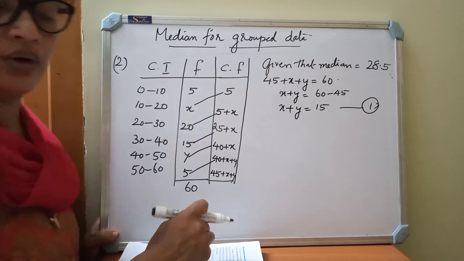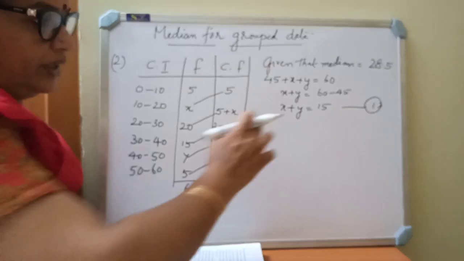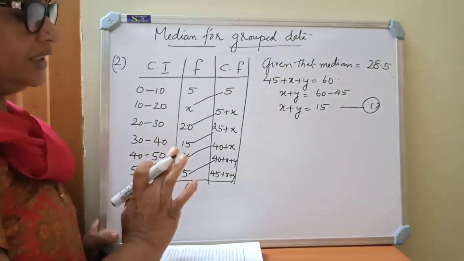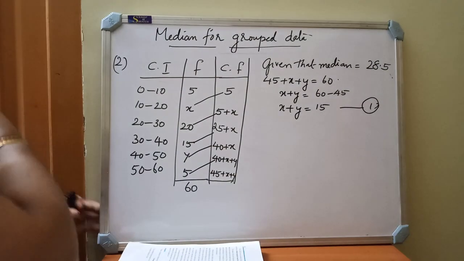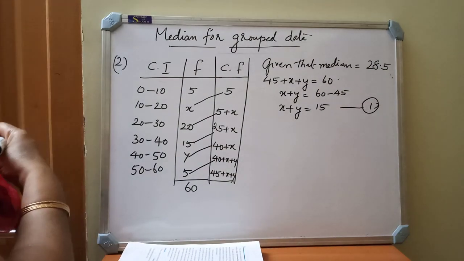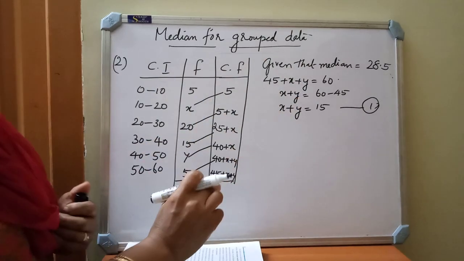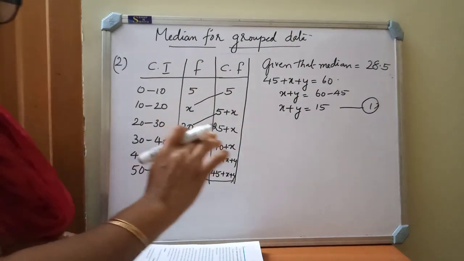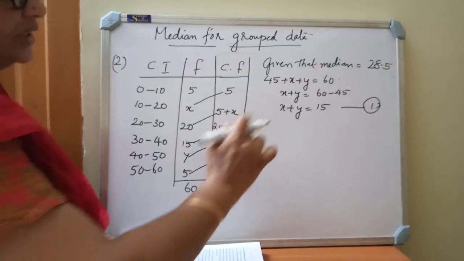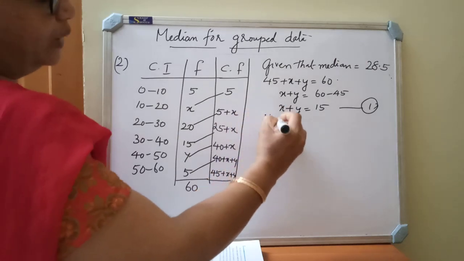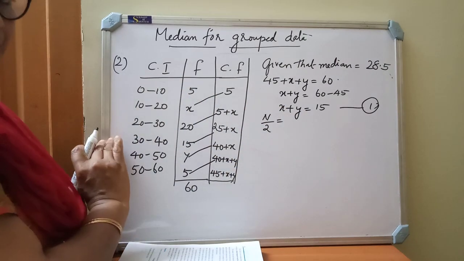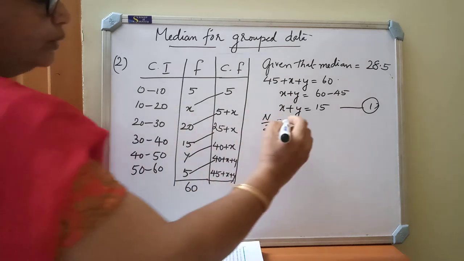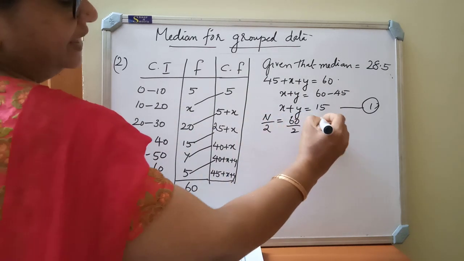They ask you to find out x and y. For that only I am writing x plus y. Next let us see what is our median class. In the previous case, they are given all the frequencies. There we consider n by 2 and the corresponding class is the median class. Isn't it? So n by 2, 60 by 2, that is 30.